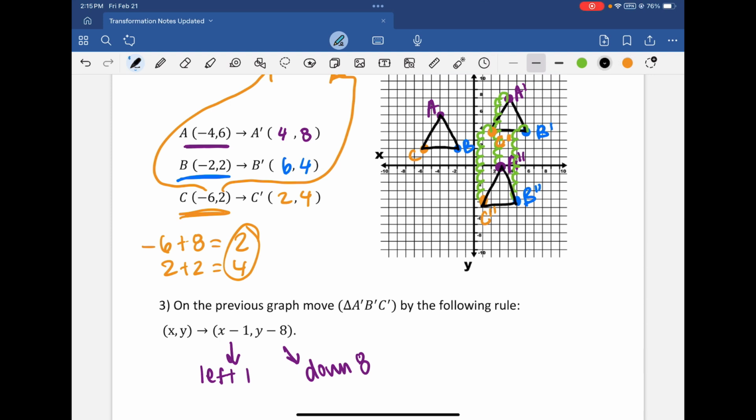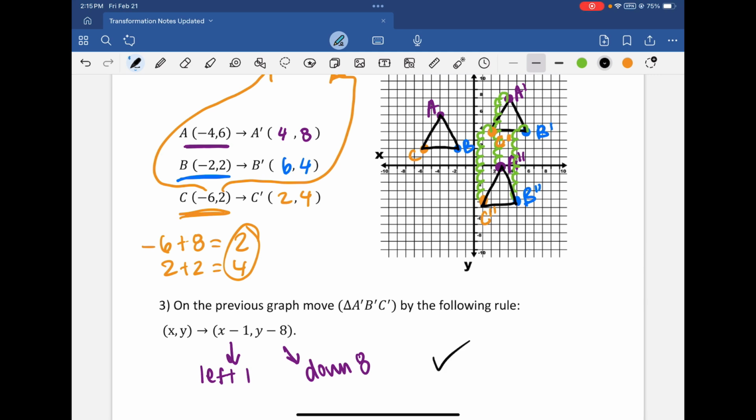And I connect my triangles. So now I have 3 different triangles. My original one, my pre-image, which is the original. Then I have my image, which is A prime, B prime, C prime. And then I have a second image, which is A double prime, B double prime, C double prime. And that's all we had to do on question 3.